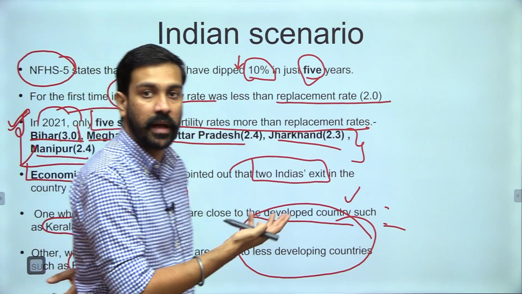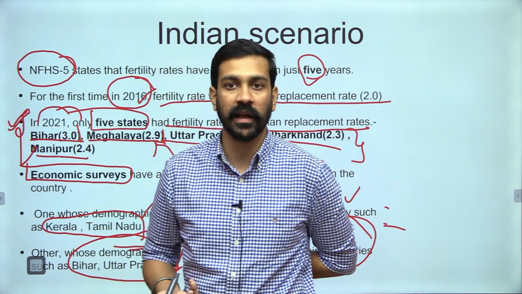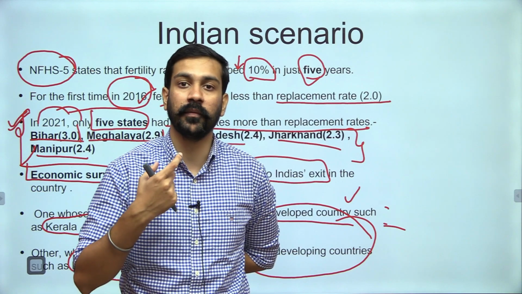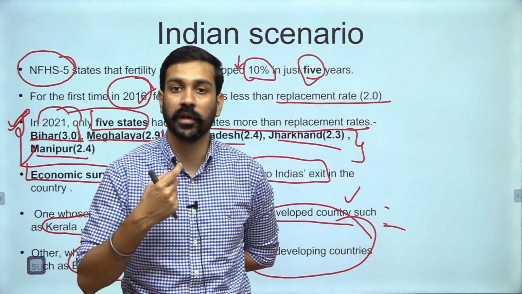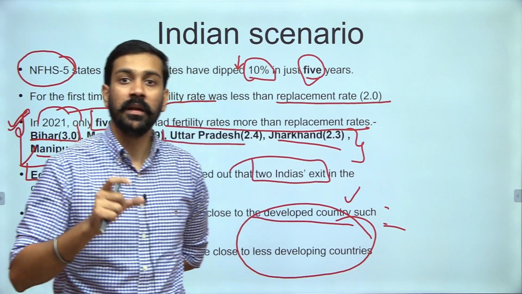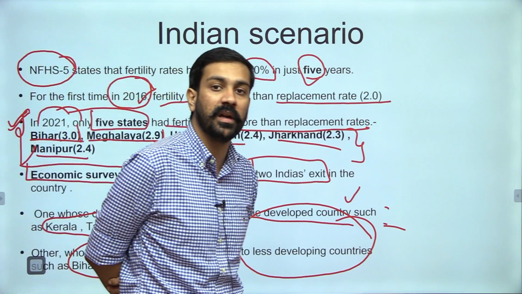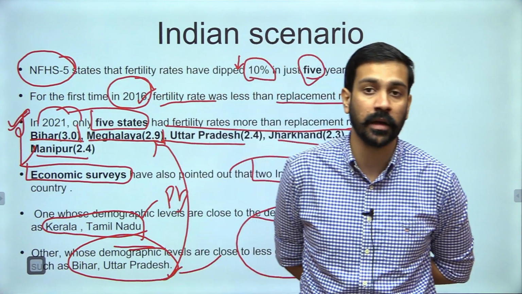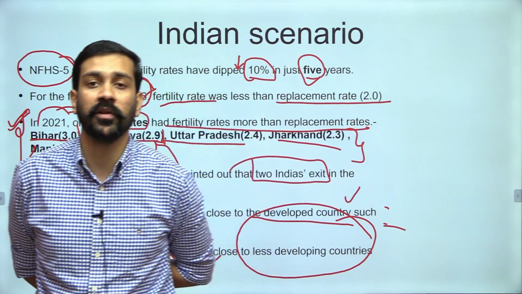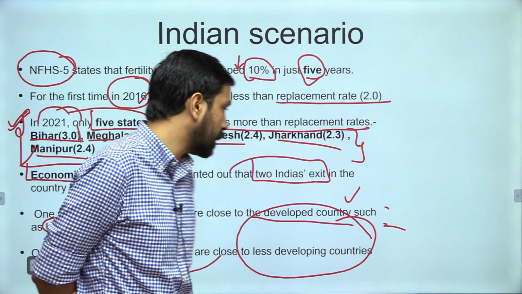The states like Kerala, Punjab, Tamil Nadu, which are more economically developed or prosperous, their demographic levels have fallen. The states whose economic development has not been adequate have rates less comparable to the developed countries and more comparable to the sub-Saharan African countries. So this was all that was there with respect to your theory of demographic transition and its impact.